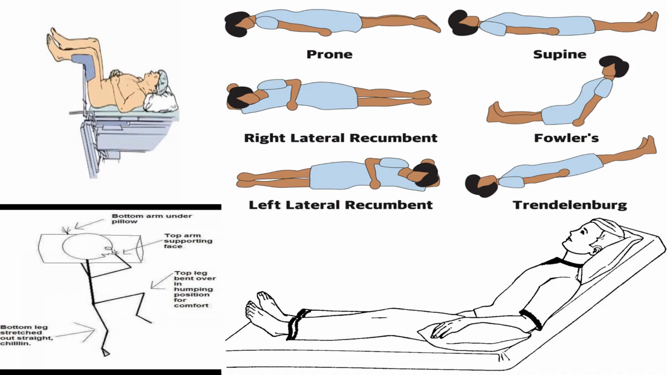So just some examples here. The top left corner here has two names. It's either called Sims, S-I-M-M-S position, or the birthing position. It's also called lithotomy, L-I-T-H-O-T-O-M-Y. Lithotomy position is what you'll commonly hear, but some people still call it Sims position. So that's your birthing position in case you see it in a lineup.